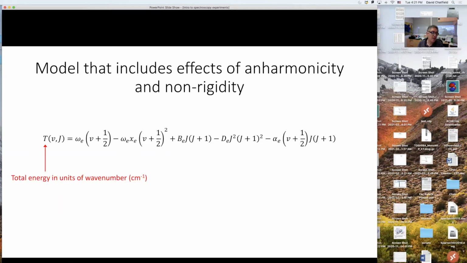First, on the left, we have our energy, except we're now expressing it in units of wave number. Essentially, what we have done is to just divide the energy by hc, where h is Planck's constant and c is the speed of light. That gave us our T. The T is called a term.